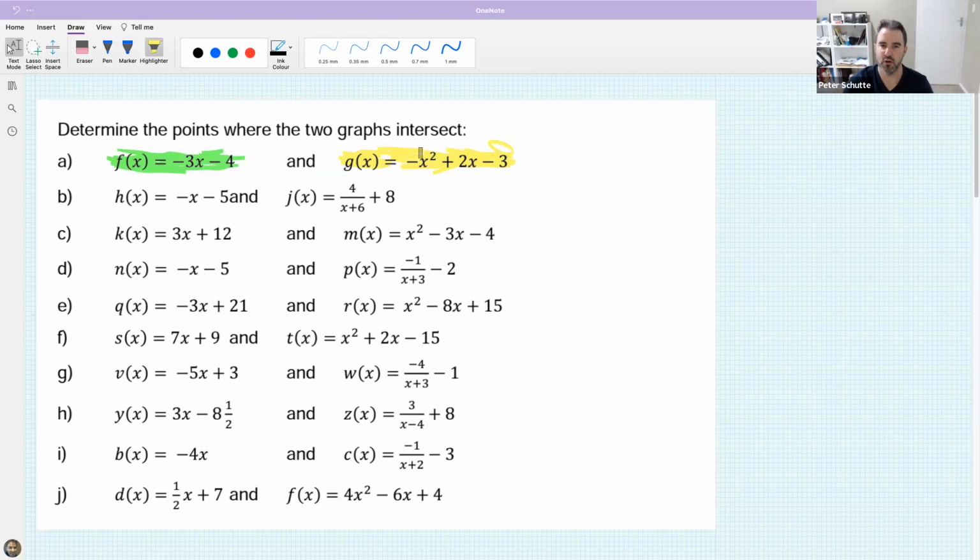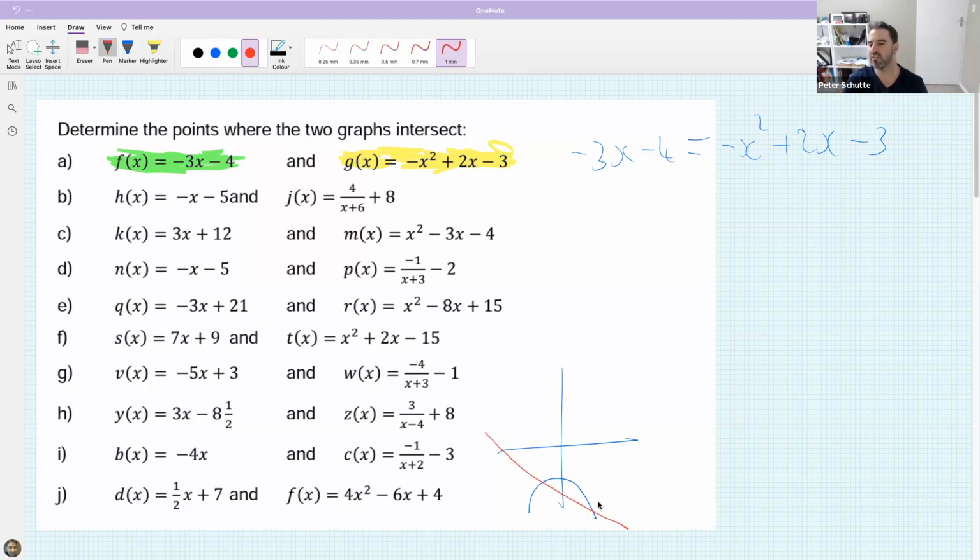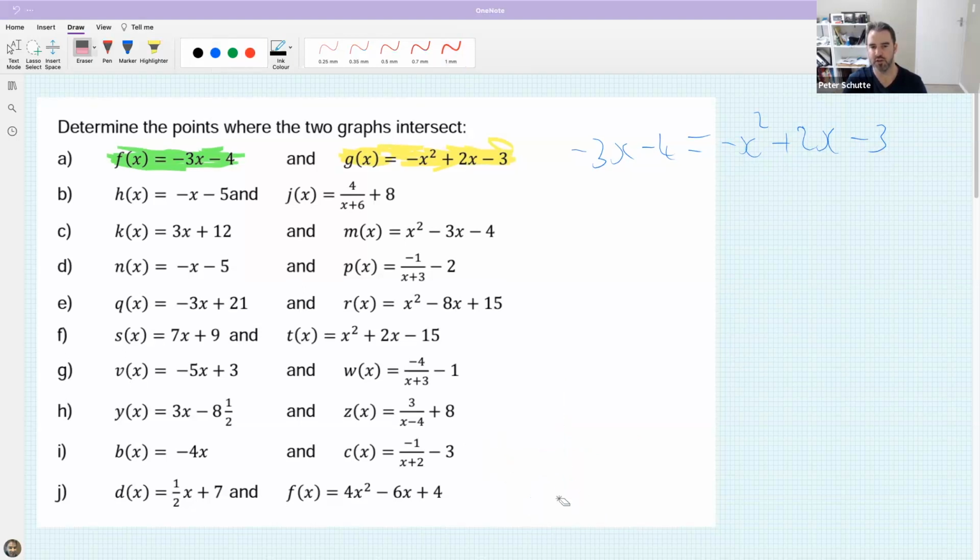So it would indeed be equate them. Yes. So we go minus 3x minus 4 equals minus x squared plus 2x minus 3. And now you need to solve for me whether or not there are intersection points. If I look at a little rough sketch graph, this is an unhappy parabola. And then this is a straight line with a negative gradient. So it's probably going to look something like that. But you need to do the algebra to help me.